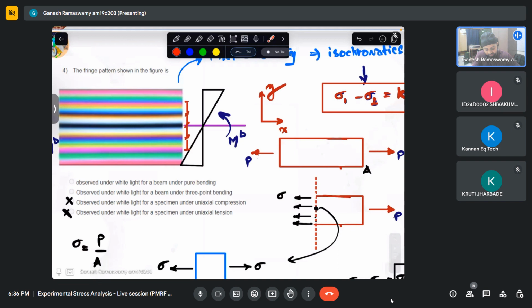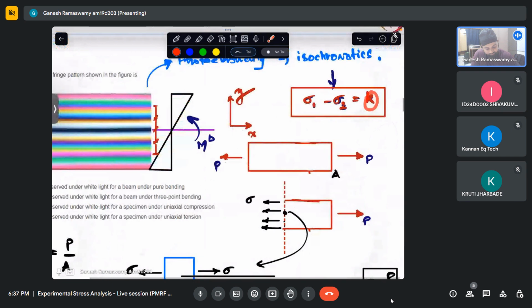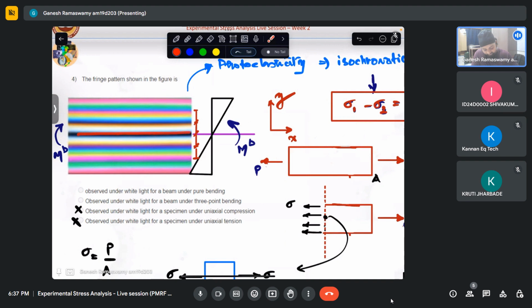And one more thing to note here: we know for the case of pure bending, whichever is the axis of symmetry is the centroid of that cross section, and that happens to have no stress. So from here, we are able to deduce that whenever we see a black fringe for this material, that implies sigma x is 0. And since sigma y is also 0, it implies sigma 1 minus sigma 2 equals 0. So that is what this central fringe, the neutral axis fringe, implies.